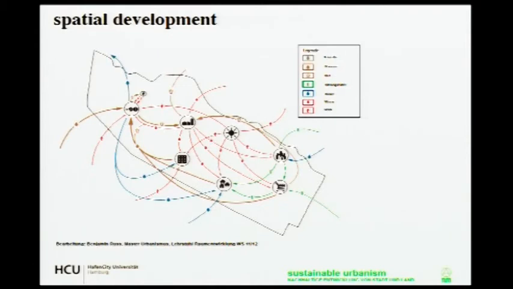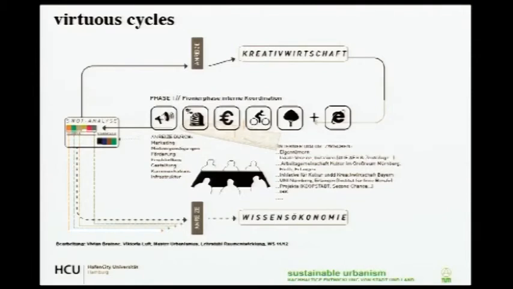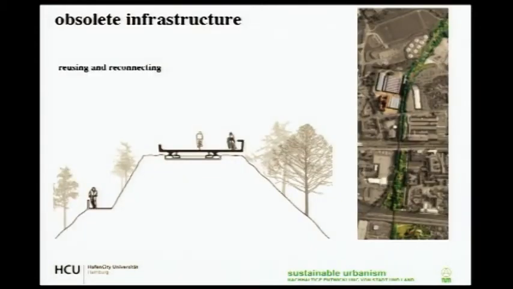Then there is an analysis of potential spatial development if you would assume that this part of the town becomes much more self-reliant and starts closing its resource circles. So they wouldn't import and export as much food, energy and materials as they did before, but would try to recycle much more locally. Then virtuous cycles in terms of linking up the creative economies to the knowledge economies on-site and outside of the site. So we did some studies on that.